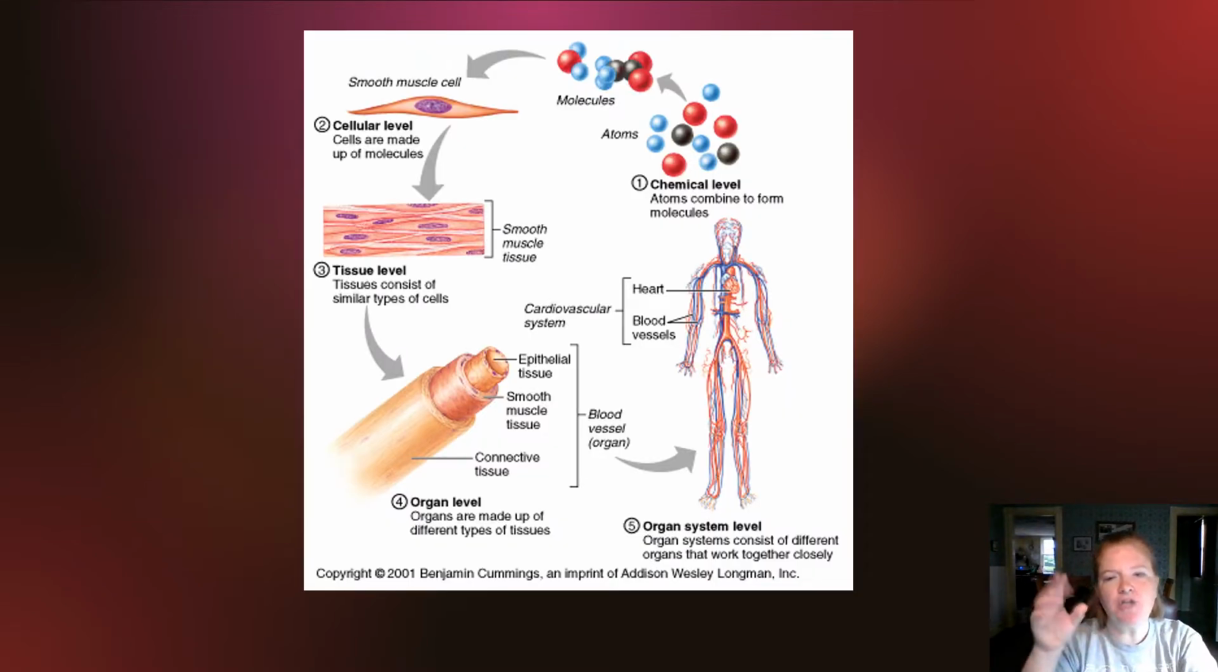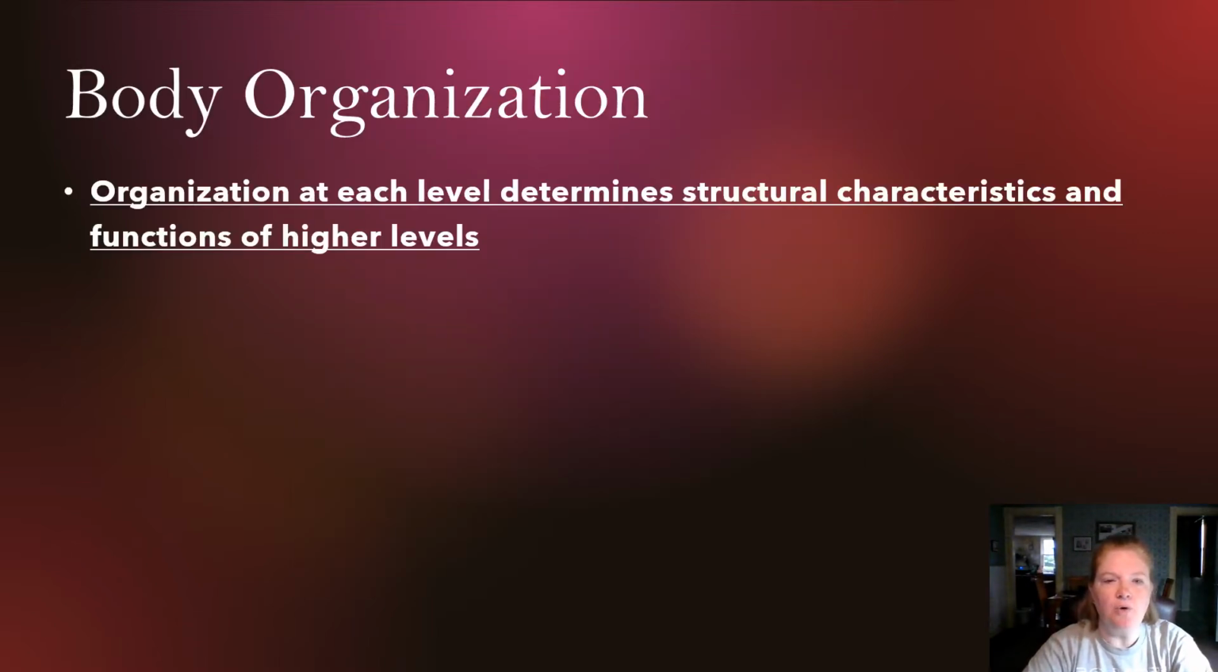Okay, so here's a flow chart just representing what I just talked about. So chemicals, the chemical level, then you have the cellular level, then you have tissues, organs, organ system, and then you would go to organism. So the organization at each level determines the structural characteristics and functions of higher levels. So if the molecules aren't arranged correctly, we can't get cells arranged correctly. If the cells aren't organized and functioning correctly, then we don't have tissues that are organized and functioning correctly.